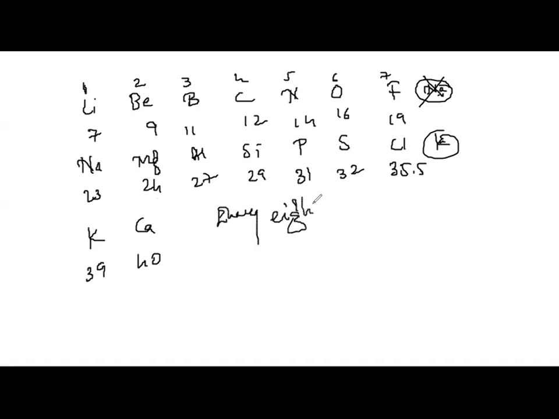So he said every eighth element, so only the term octa comes, 8, had similar properties to that of the first. Every eighth element had got similar properties to that of the first. So with this law, he had introduced a beautiful term, that is periodicity. He had introduced this term.